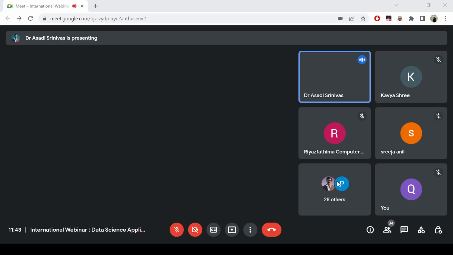So I'm just opening a command prompt. See here, command prompt. Once you install it, you can download it from the internet. Very simple. Okay, so if you type python, it will give you the version.